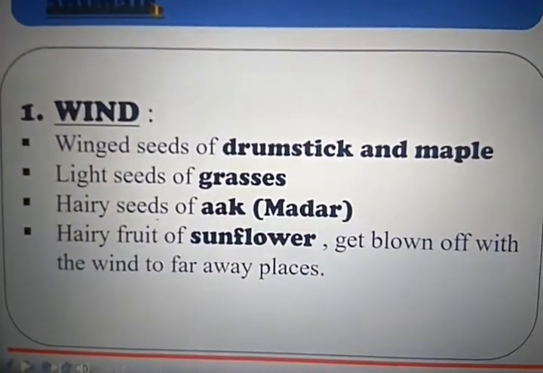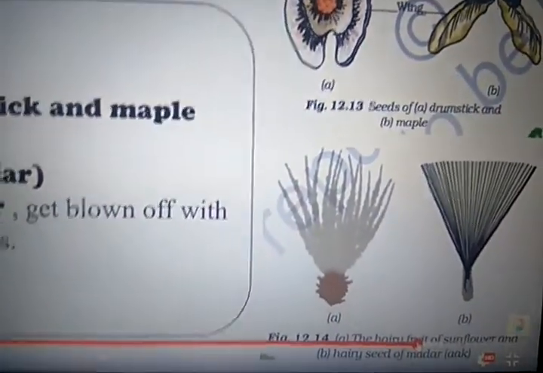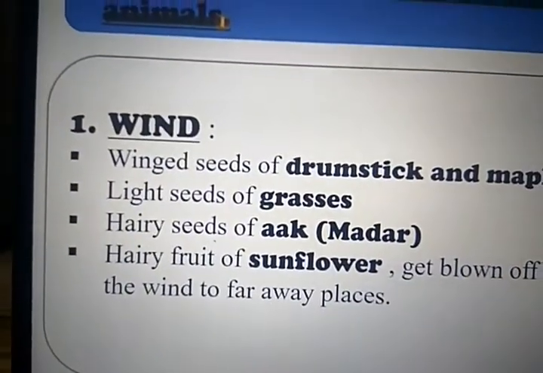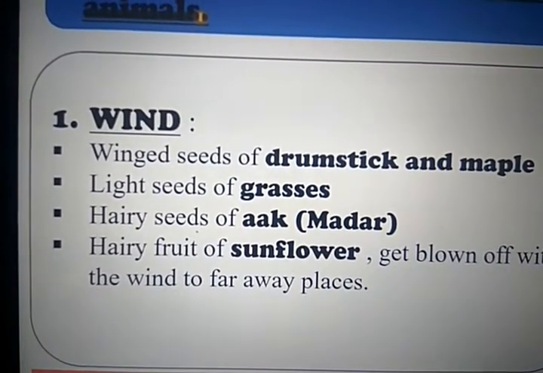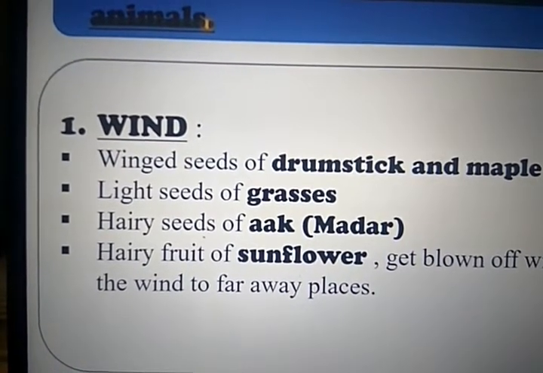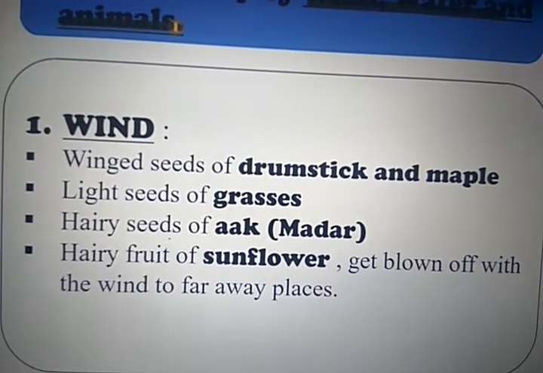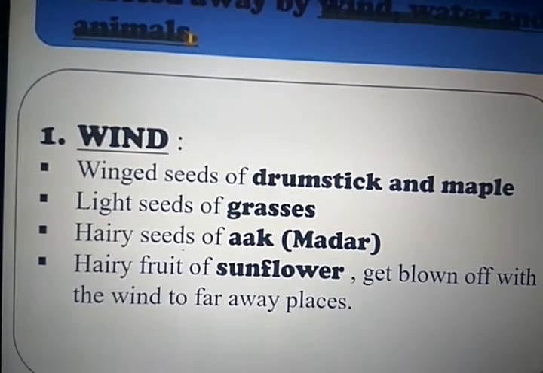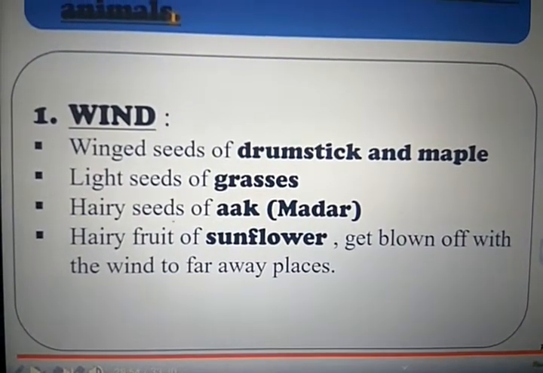So first of all, the dispersal through wind. Here are the examples of dispersal through winds. Winged seeds of drumstick and maple, light seeds of grasses, hairy seeds of madar, and the hairy fruits of sunflower get blown off with the wind to far away places, and they settle there and new plants will grow.